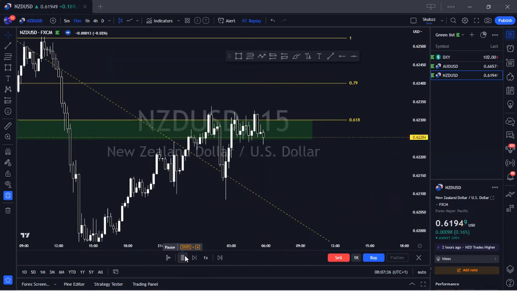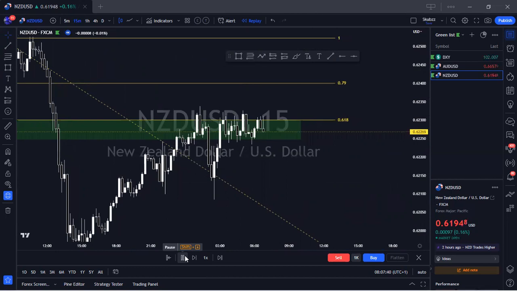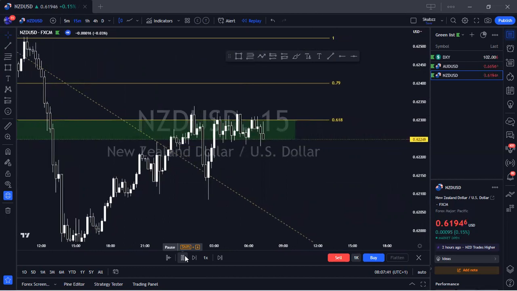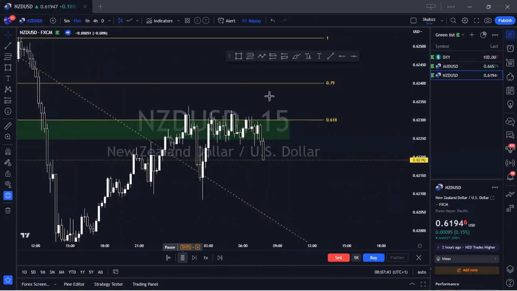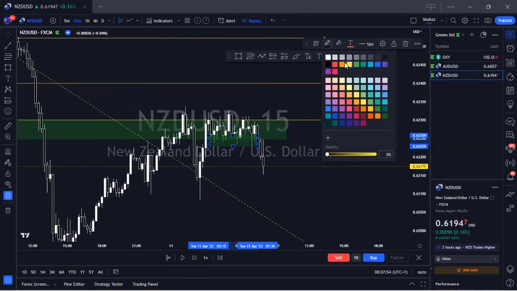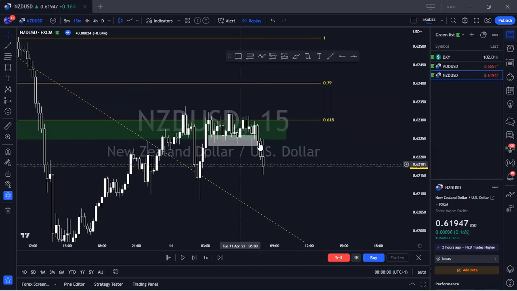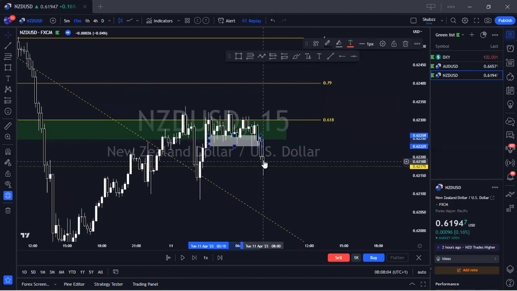Then out of nowhere, we had a break of that range to the downside. Let's see where the break was. At this point here, price broke this small range. Let me change the color of that to white. Price broke that range to the downside, and the candlestick we used to enter was this one.